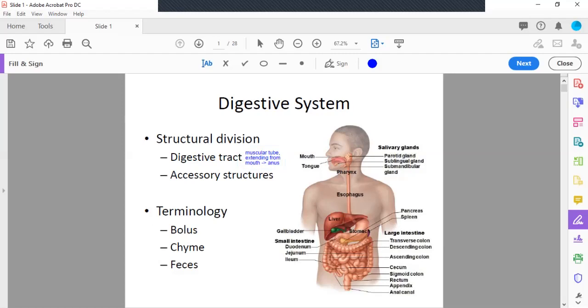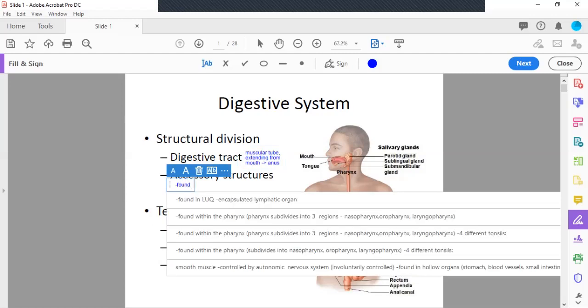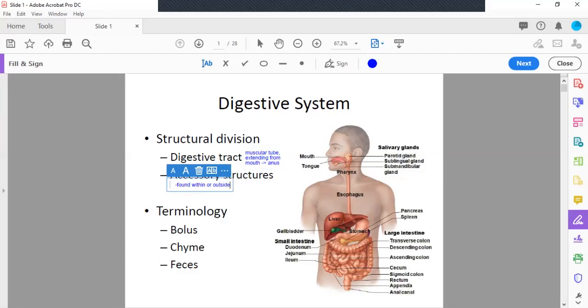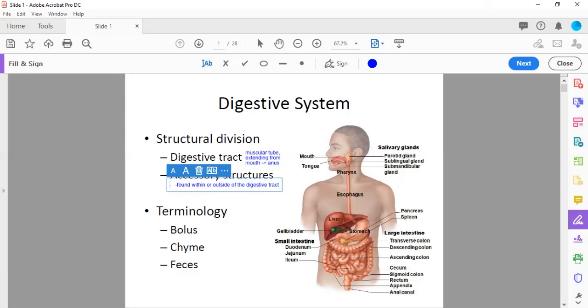Everything else would be known as accessory structures, which could be found, location-wise, within or outside of the digestive tract. An example of this would be your teeth, salivary glands, the pancreas, the liver, and the gallbladder.